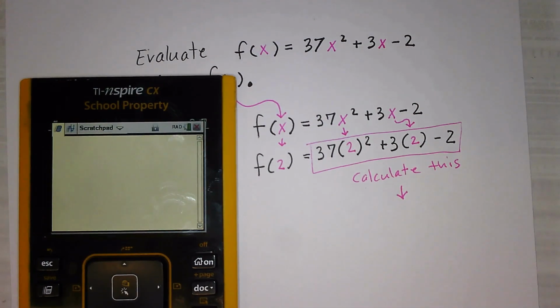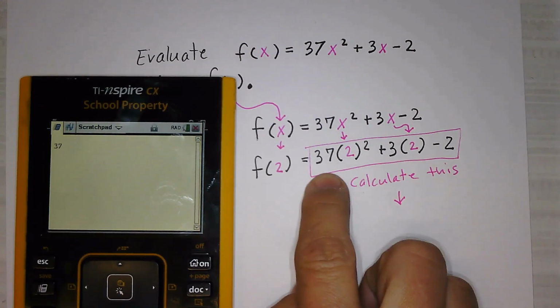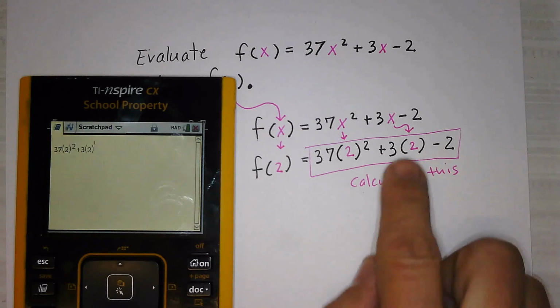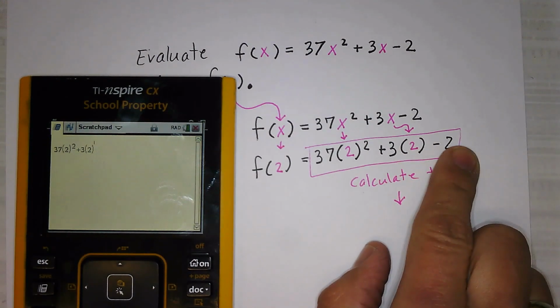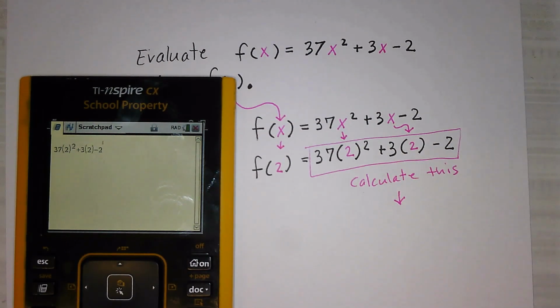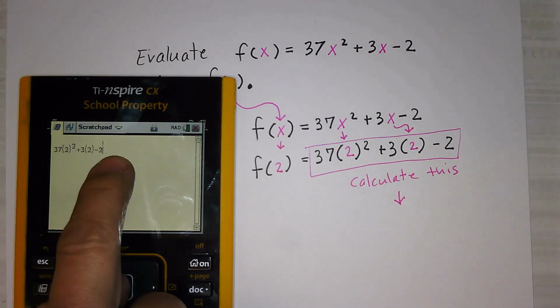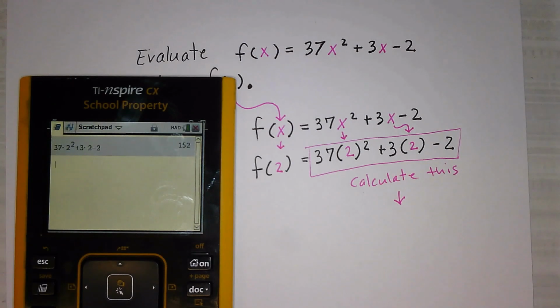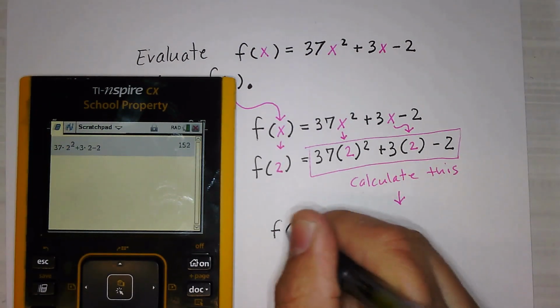So I'm going to go ahead and put in 37, parenthesis, 2, close parenthesis, squared. So I'm hitting the little x squared button to get the square in there. And then plus 3, parenthesis, 2, close parenthesis, minus 2. And then I hit enter. And now I'll have my answer. So I'm going to go ahead and write the answer down right quick.